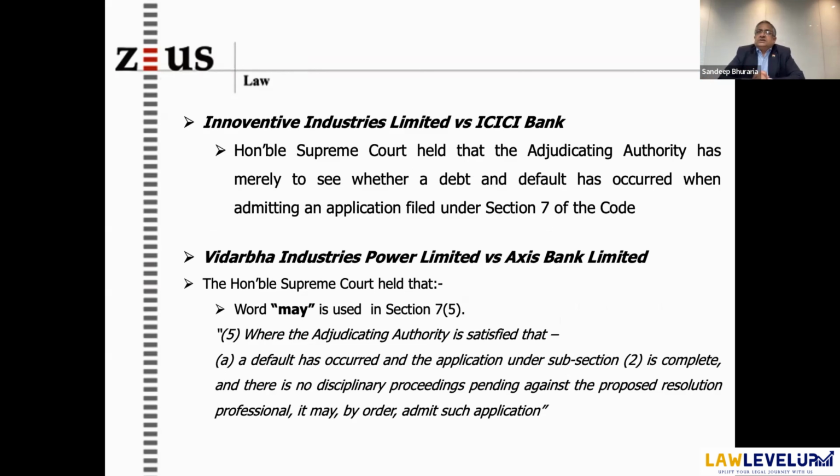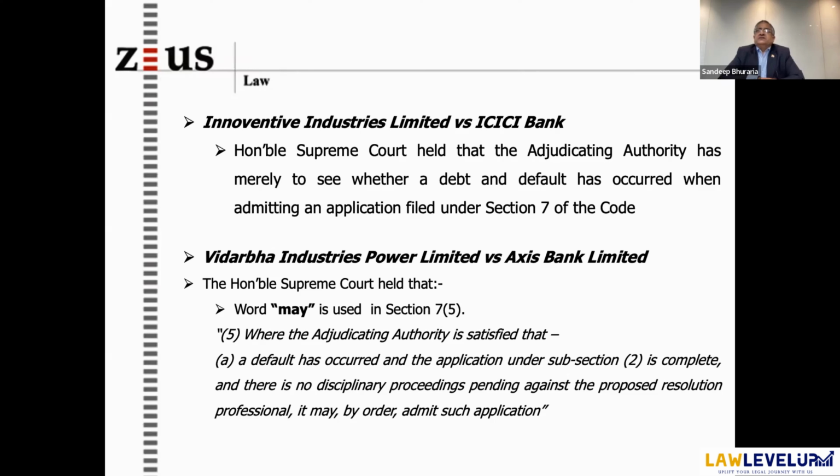Now, you would see on the screen two judgments, Innovative Industries and Vidarbha Industries. Now, what is the importance of these two judgments? So the importance of these judgments are, if you would recollect, I had said that to be able to initiate a CIRP proceedings under Section 7, what was necessary? That there is a debt due and there is a default in payment of that debt.